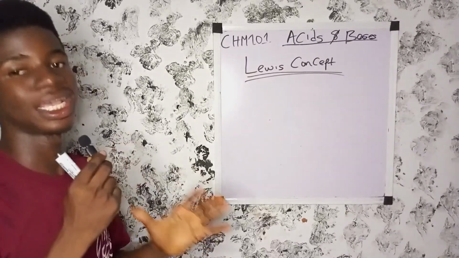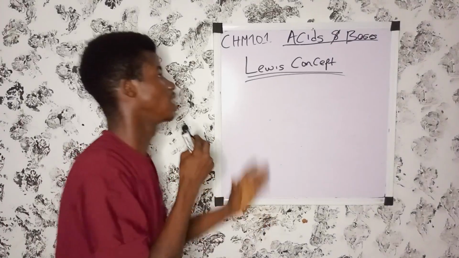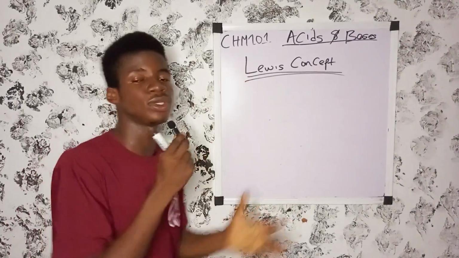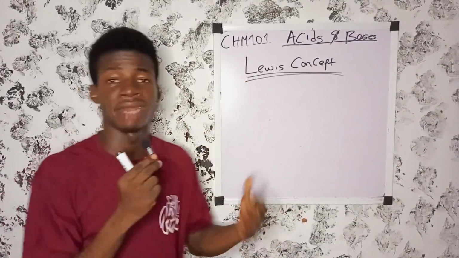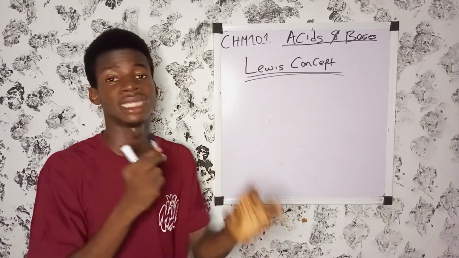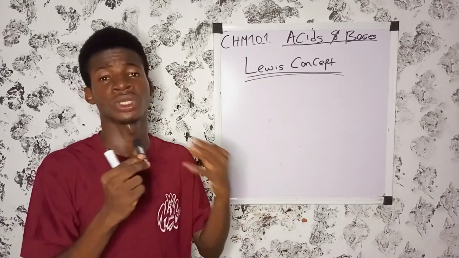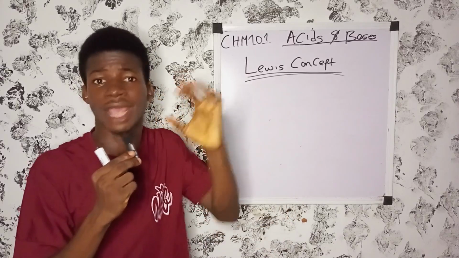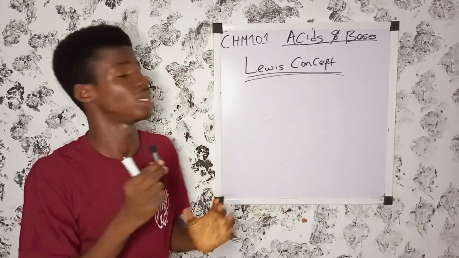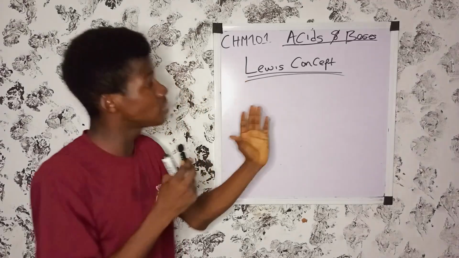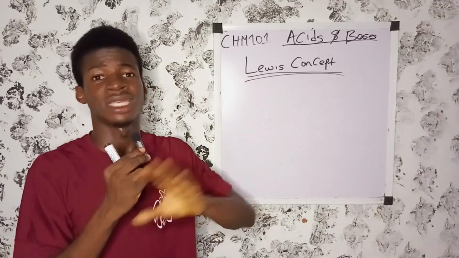Alright, now move to the last concept about an acid and a base, which is the Lewis concept. Unlike Arrhenius and Brønsted-Lowry, which limit an acid to be a substance that has a proton ion, that's hydrogen ion or proton, the Lewis concept about an acid is the opposite.